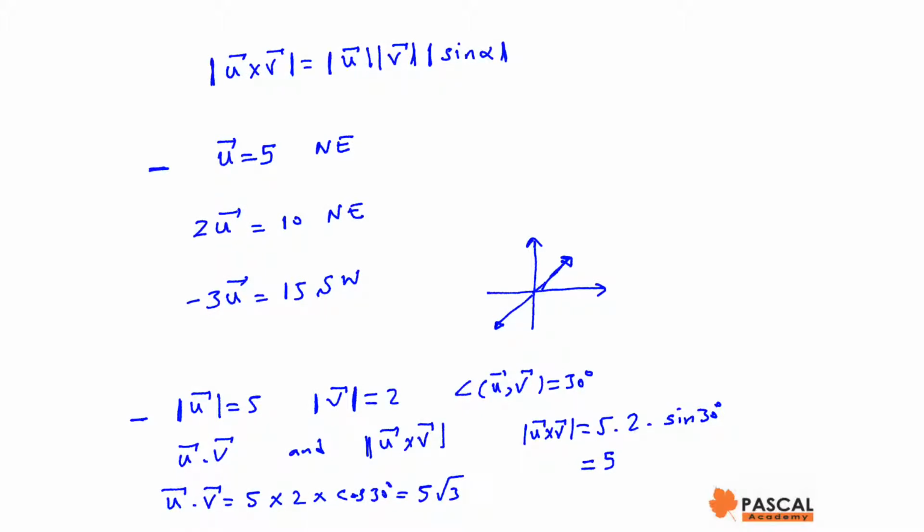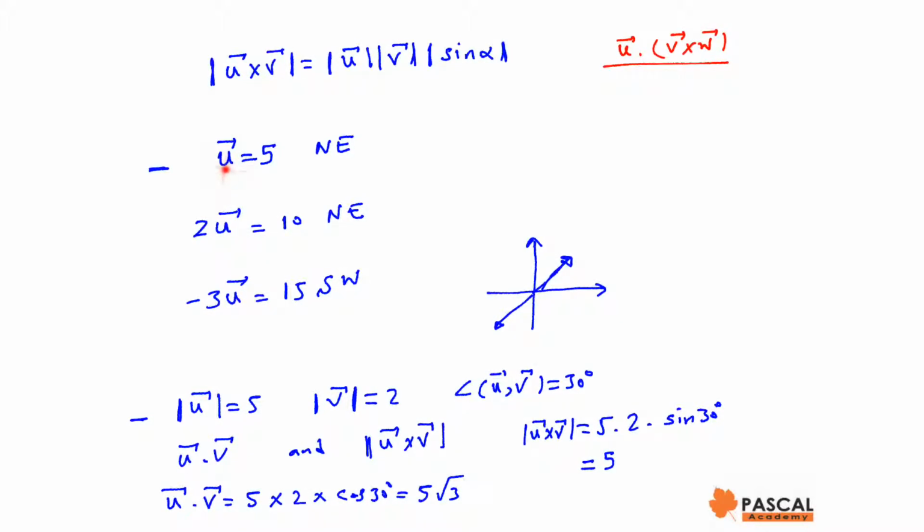By definition, u dot v cross w is called the triple product of the vectors. Let's have a couple of examples.